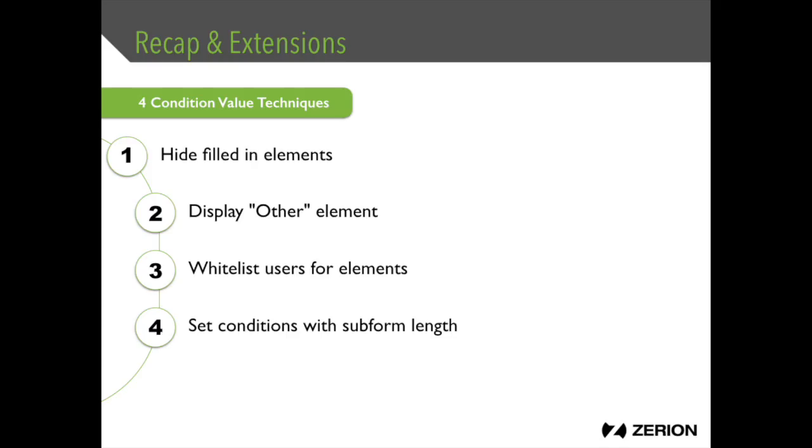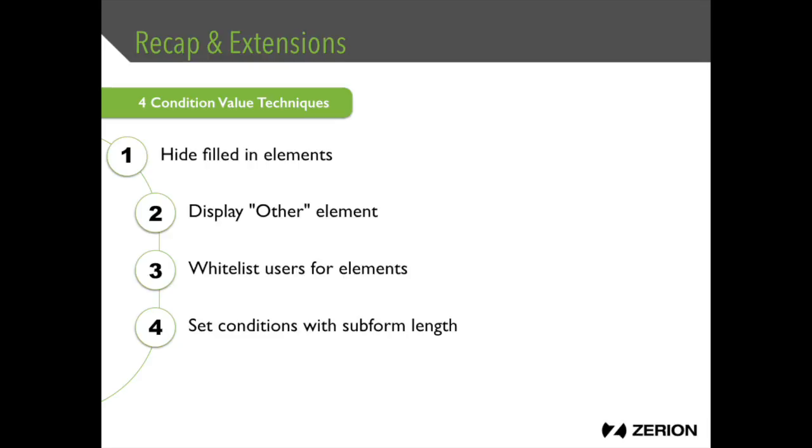So let me go ahead and recap real quickly. We went over a lot of stuff today, actually, in a pretty short amount of time. So the 4 condition value techniques we talked about were, 1, hiding a filled-in element, meaning once an element has a value, it's then hidden. If you recall, we added the improved user experience where we then swapped in a read-only element instead of that text element. The second technique was displaying an other element for a pick list or a multi-select, if that's one of the options you have, where you want the user to be able to fill in whatever that other value is going to be. So you have that text element shown conditionally there.